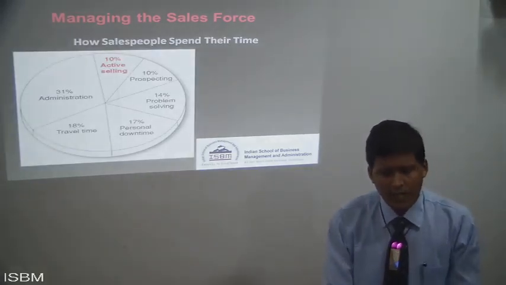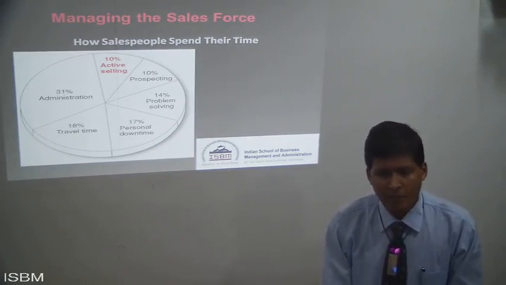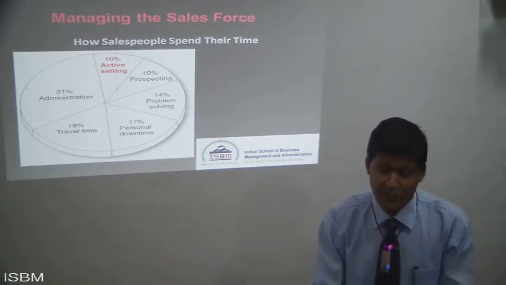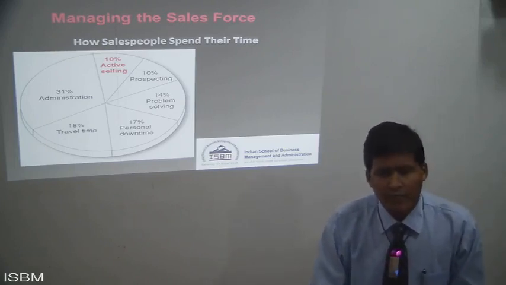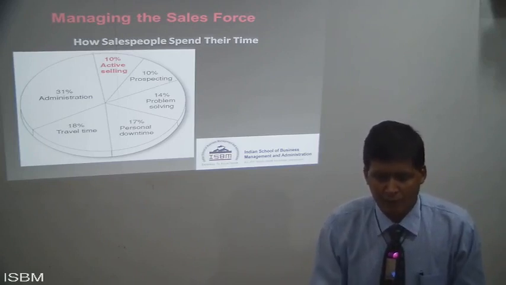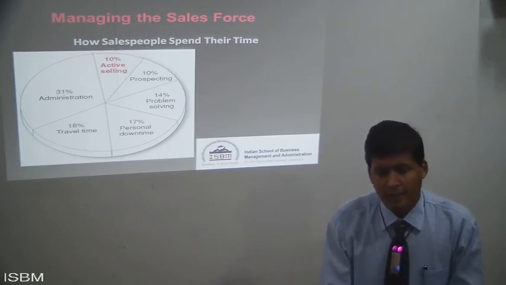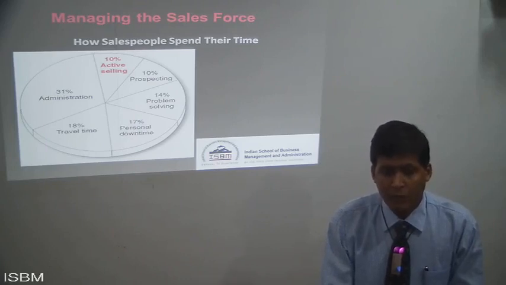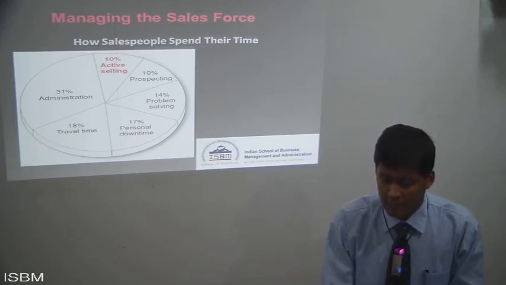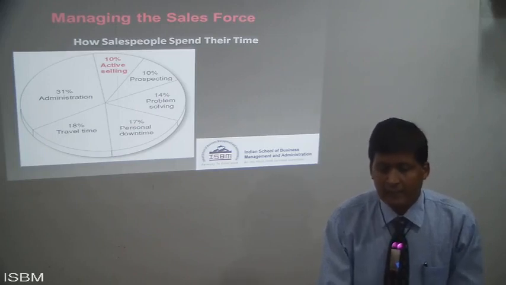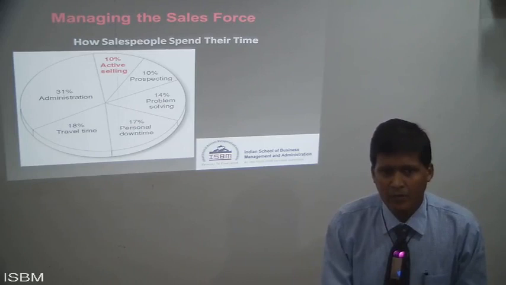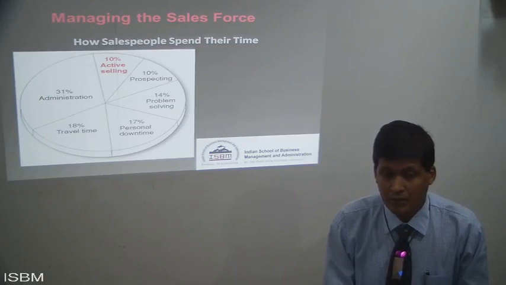So let's look into how a salesperson spends their time. This is a very interesting slide that you have. If you see, generally across industries, it has been found that the majority of time, 31%, goes into administration. That's the major chunk. Then the travel time and the personal downtime form the next second half. The active selling time, if you see, for the majority of salespeople happens only 10%.